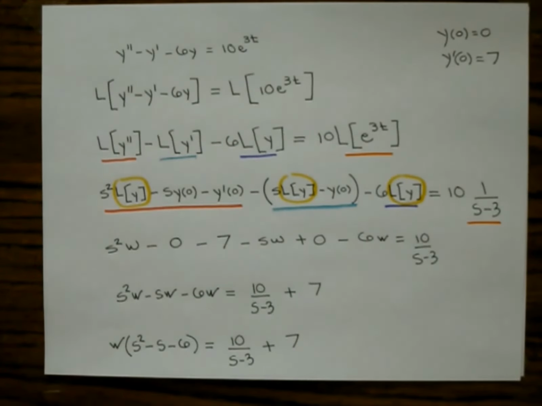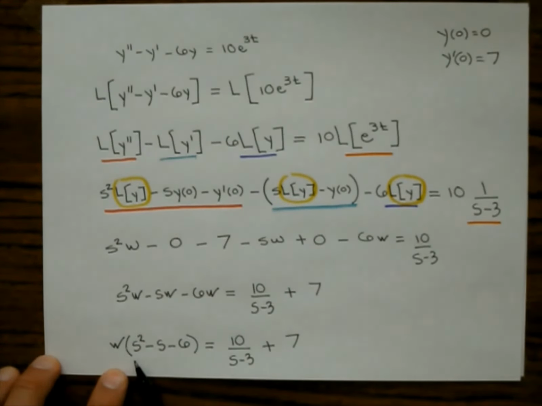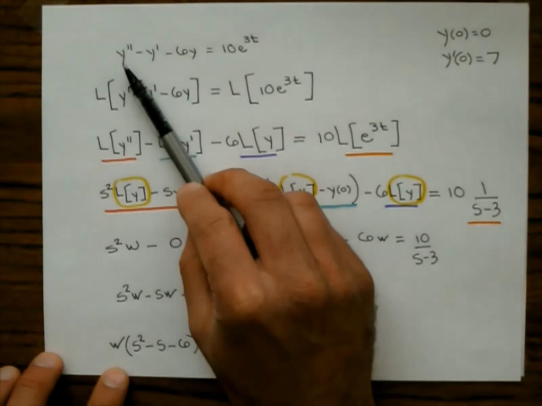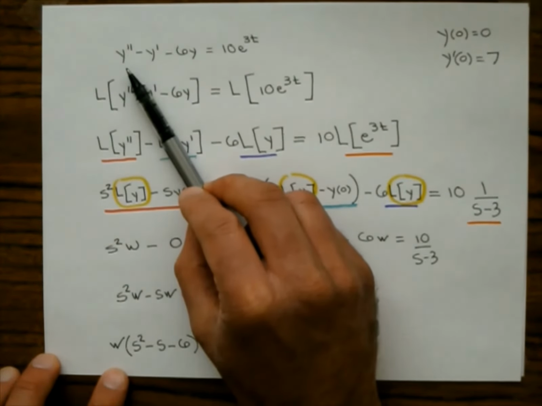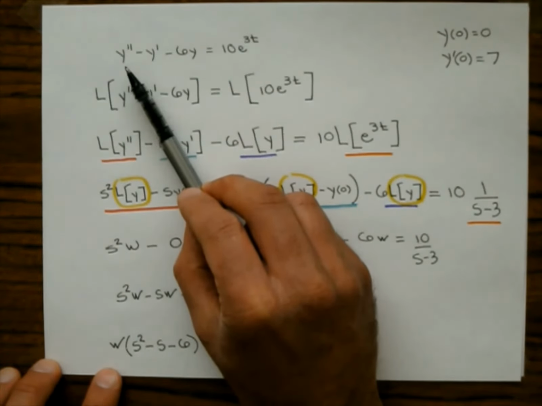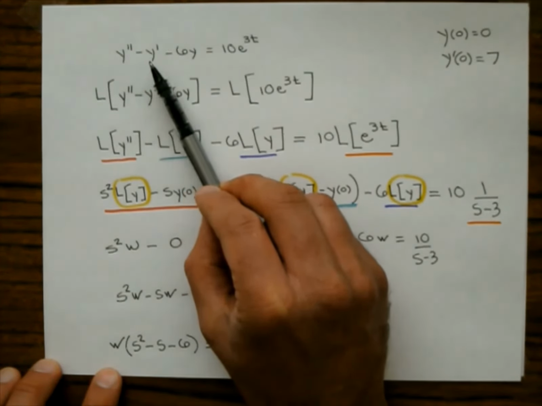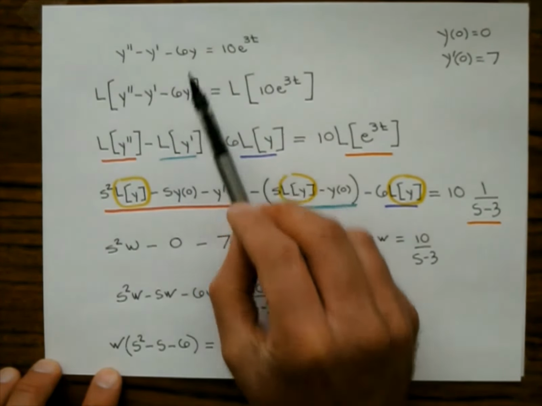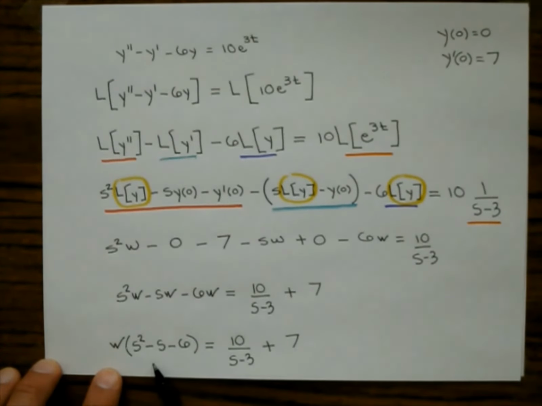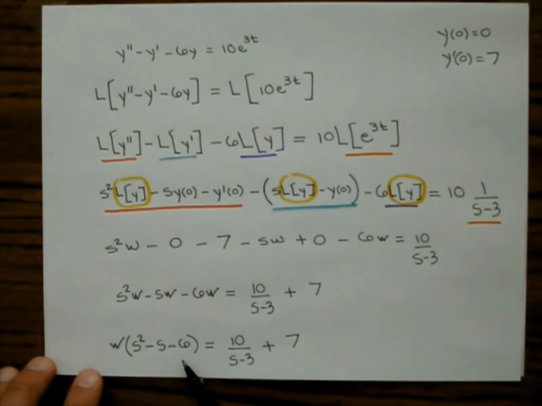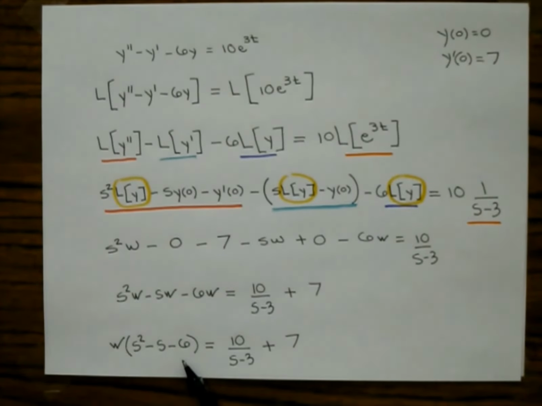We'll continue. Now look at this right here. We did this in review 4 using annihilators and then variation of parameters. This s squared minus s minus 6 happens to correspond to the auxiliary polynomial, which was r squared minus r minus 6. That's not a coincidence. Let's get another piece of paper. I have it right here.